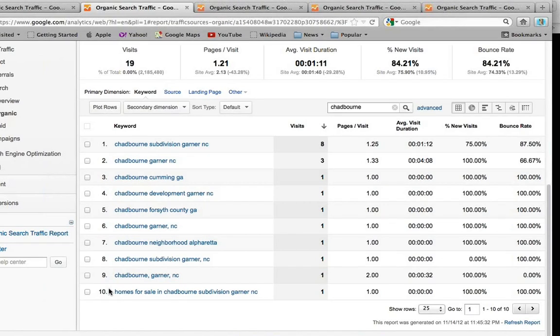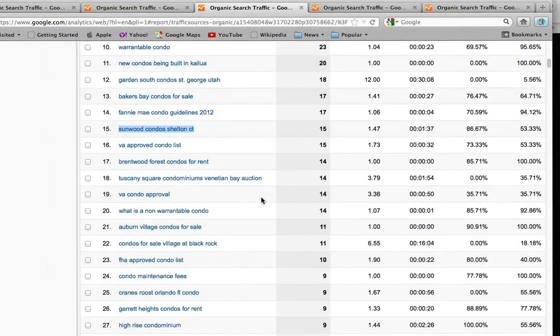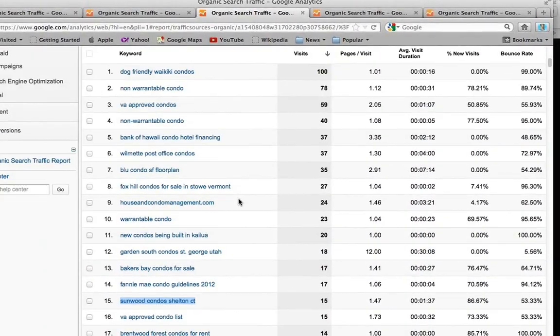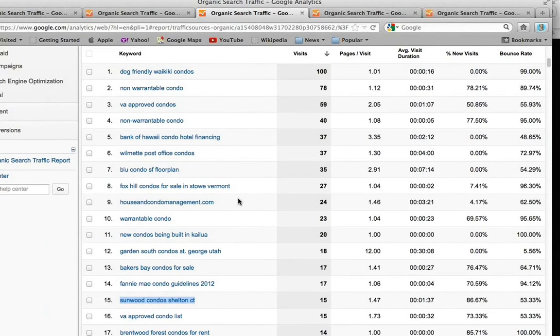Right? Can you guys see this long tail kind of coming to life? Can you see all the crazy ways somebody might search for something to find you? Let's look at some examples around condos. So we talked about, we're going to write about specific subdivisions in our marketplace.